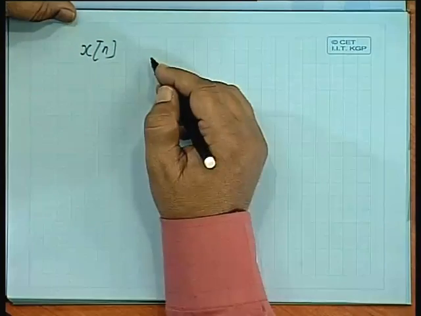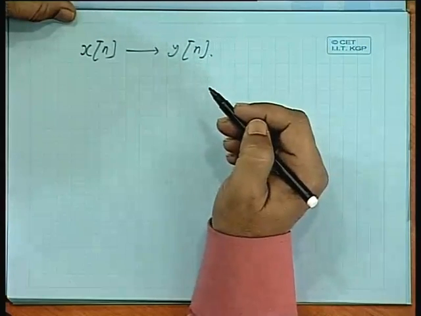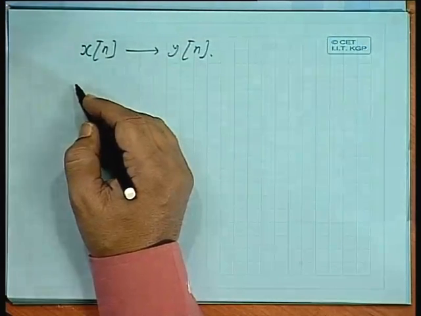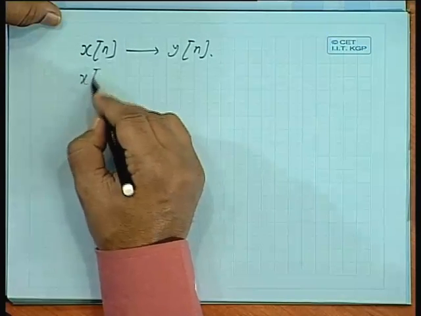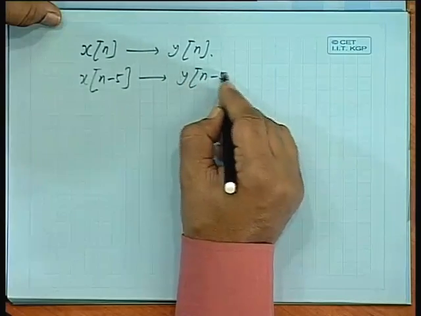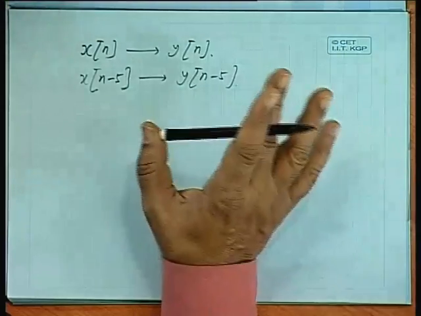Now, for a time invariant system, if x[n] is the input and corresponding output is y[n], then if the same input is given, instead of at t equal to 0, I give it after say an interval of 5 steps, 5 sampling times. So, x[n minus 5] will give me an identical output y[n minus 5], that is for a time invariant system. The nature of the response will remain invariant of time.